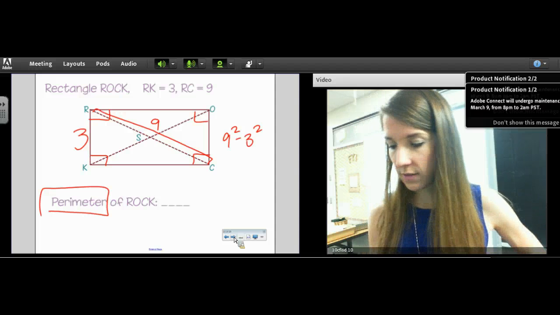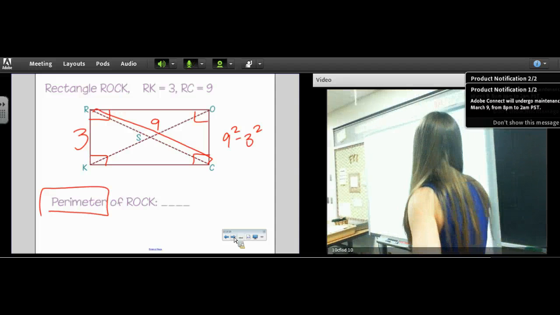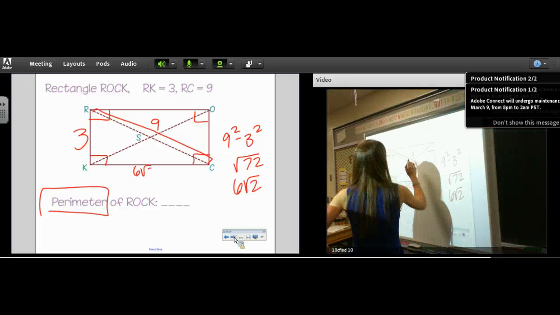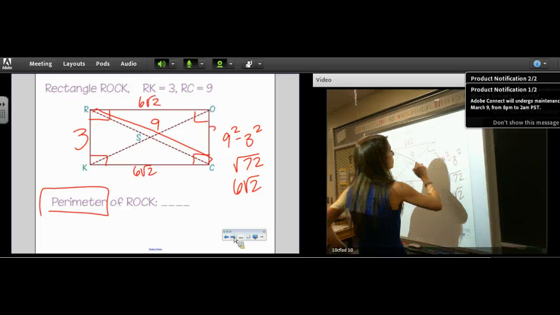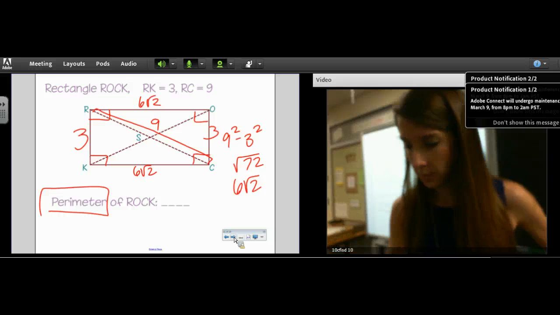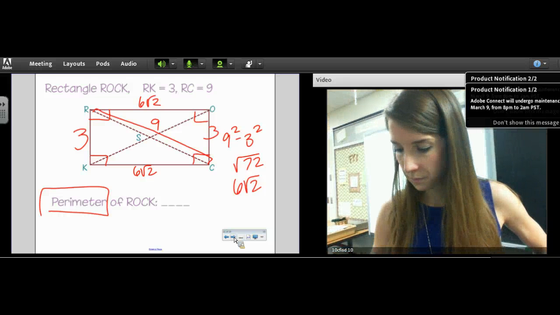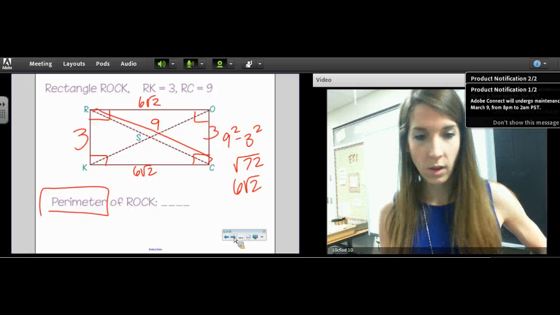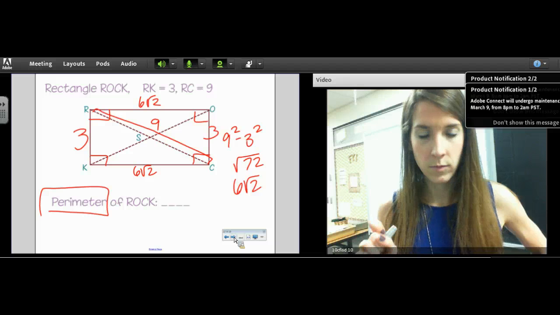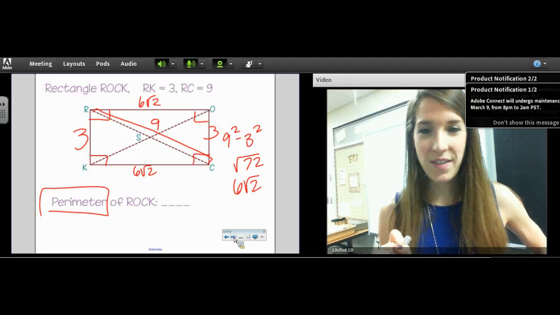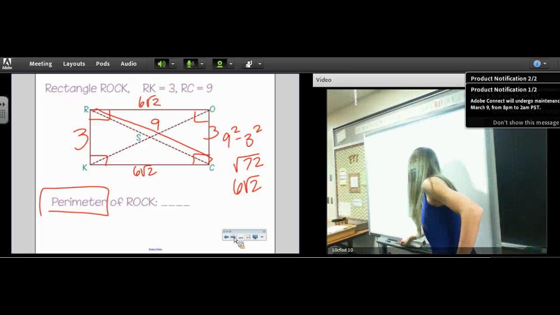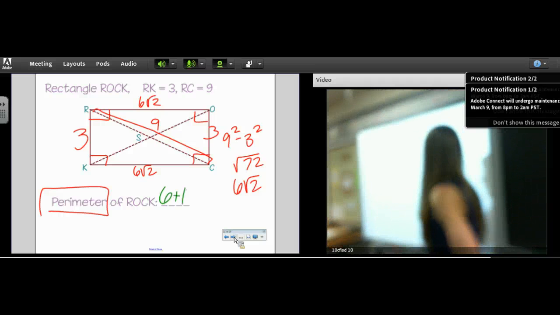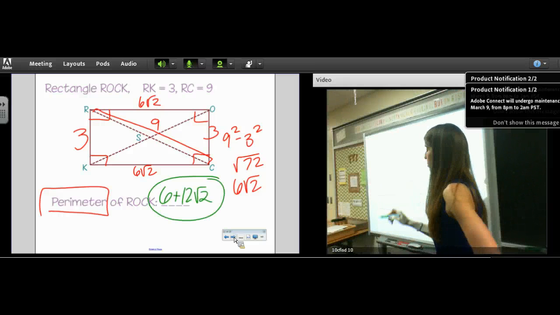So are you factor treeing 72? You should get 6 root 2. Can you check me on that? 6 root 2? Think I'm good? And now we need to find the perimeter. So 3 plus 3 is 6. And 6 root 2 plus 6 root 2 is 12 root 2. So there's the perimeter of ROCK.